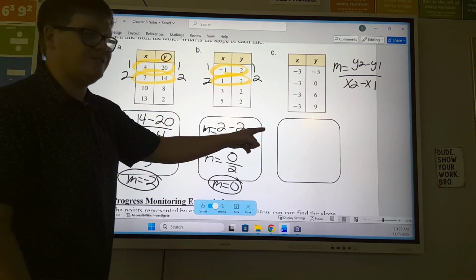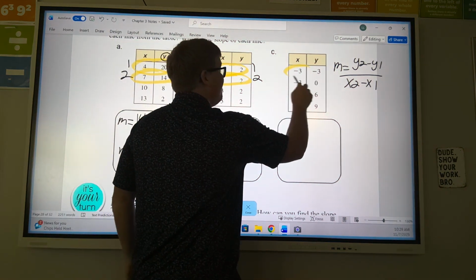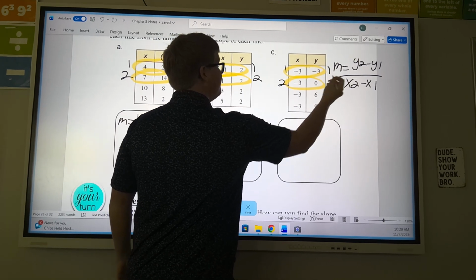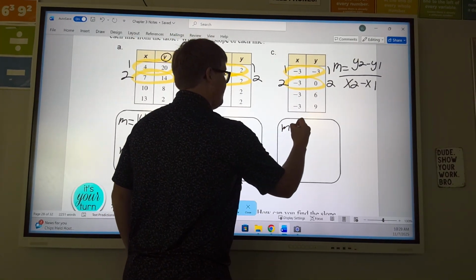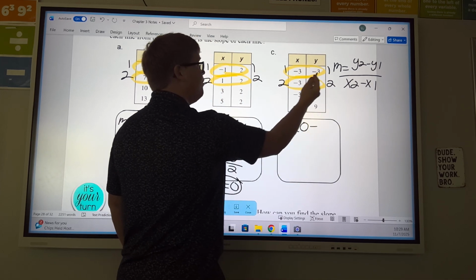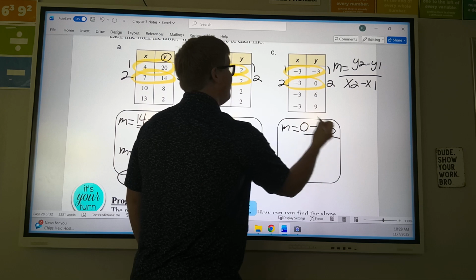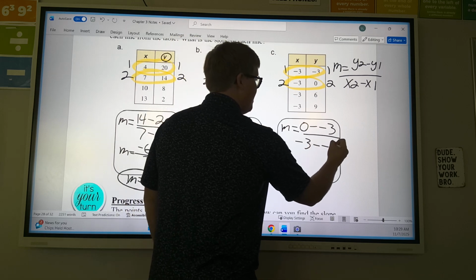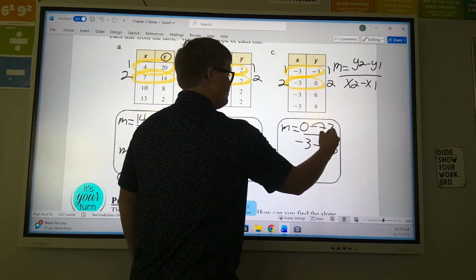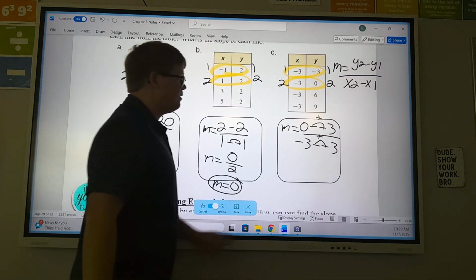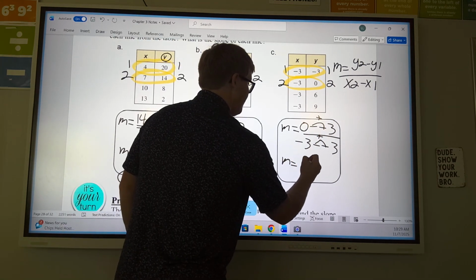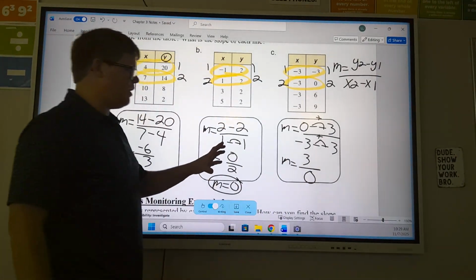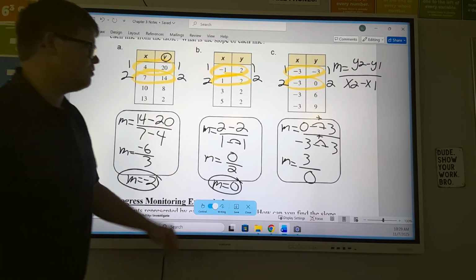Now, when we look at C, this is a good example of why it's undefined instead of 0. We're going to look at these top two again. 1 and 2, 1 and 2. Over here, we're going to take our y2, which is 0, minus our y1, which is a negative 3, over our x2, which is a negative 3, minus our x1, which is also a negative 3. These tell us we're adding. 0 plus 3 is 3, over a negative 3 plus 3 is 0. Now here's a situation: you cannot divide 3 by 0, so therefore it's undefined.